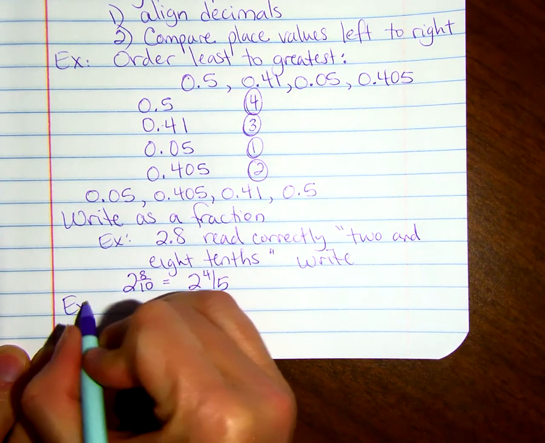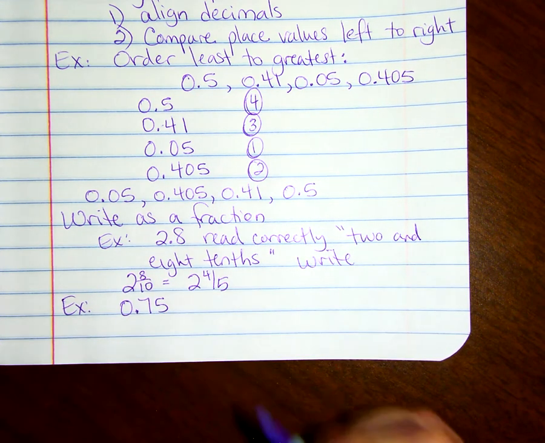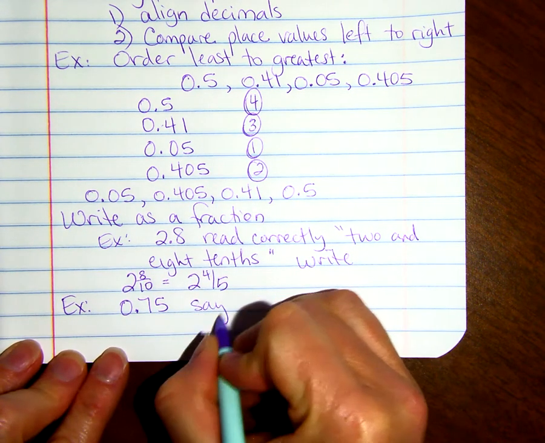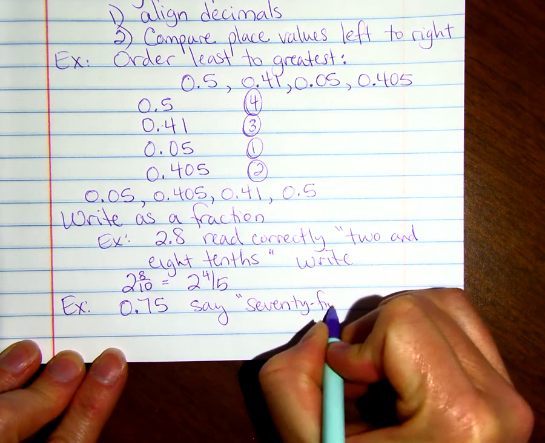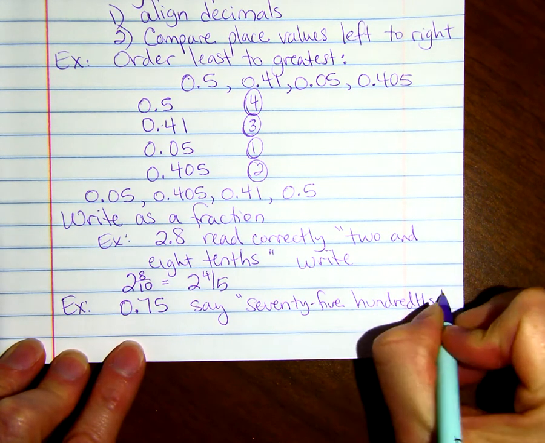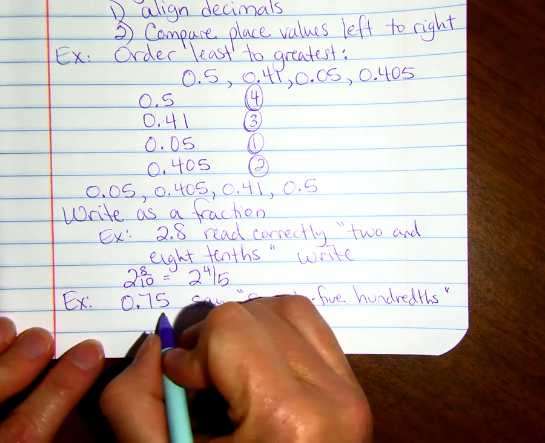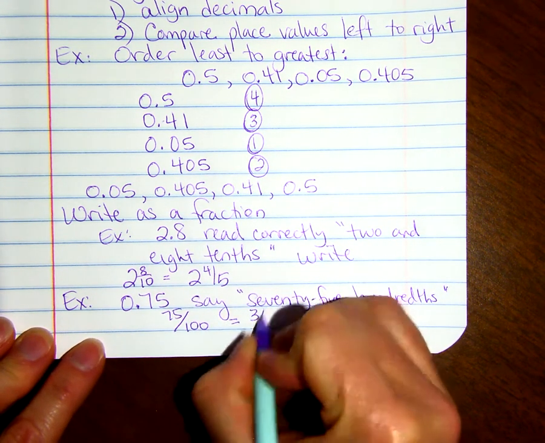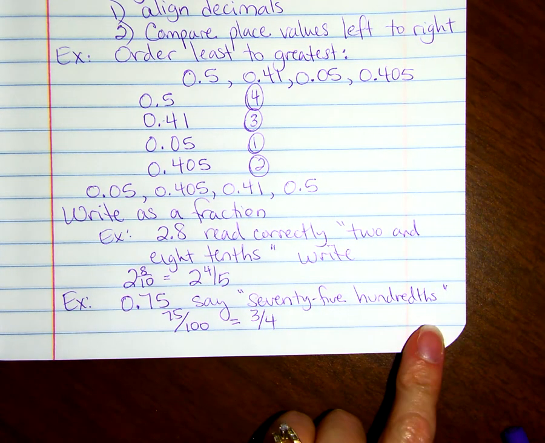One more example, if we want to write this as a fraction, you would need to say 75 hundredths. And then just write what you said, 75/100, and reduce to 3/4. And that's the end of the lesson.